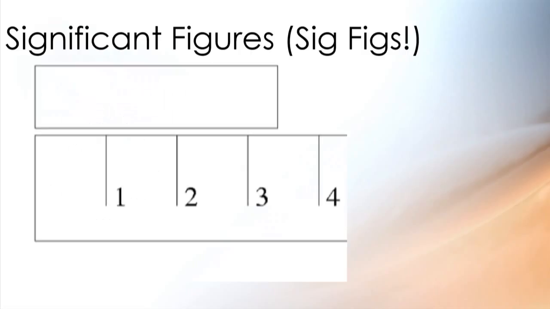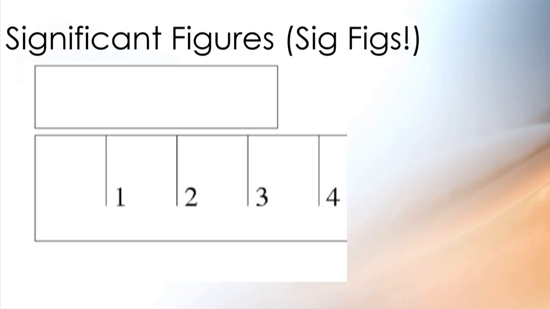Here we have a ruler measuring centimeters. We can see that the box is definitely at least 3 centimeters long, but we also can see that the box goes beyond that. We don't know for sure how far because our tool is not that detailed, but we can estimate it. For this, I'll estimate it at 0.5. So my measurement that I write down is 3.5 centimeters, which is 2 significant figures.